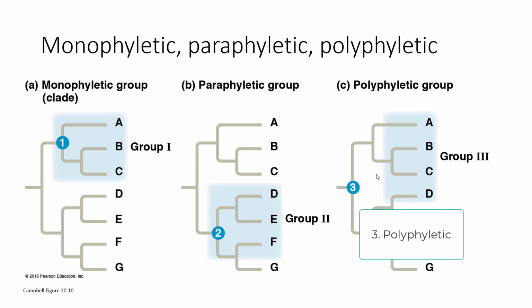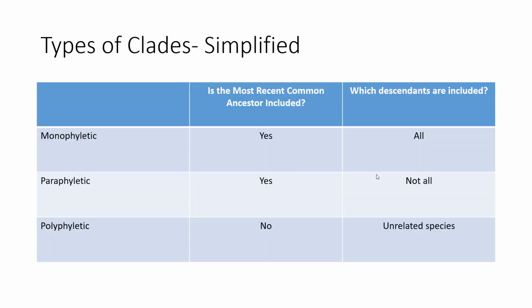And then we have a polyphyletic group where these organisms do not share a most recent common ancestor, but have included some things that are descended along different lineages. Saying algae would be one of these. Green algae and red algae have a common ancestor, but brown algae does not share a common ancestor with green algae and red algae. So here's a nice simplified way of looking at this.